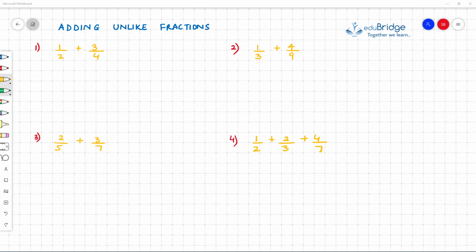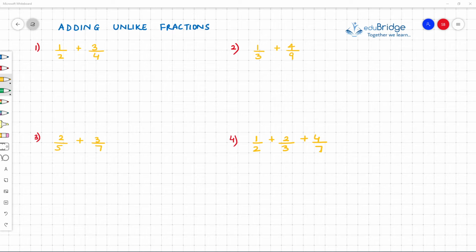Hello everyone. Let's learn about how to add unlike fractions. Unlike fractions are those whose denominators are different, so we call them unlike. In order to add unlike fractions, the very first step is to make them like fractions, or convert them into the form of like fractions, which means that the denominator of the fractions has to be the same. So, how do we do that?